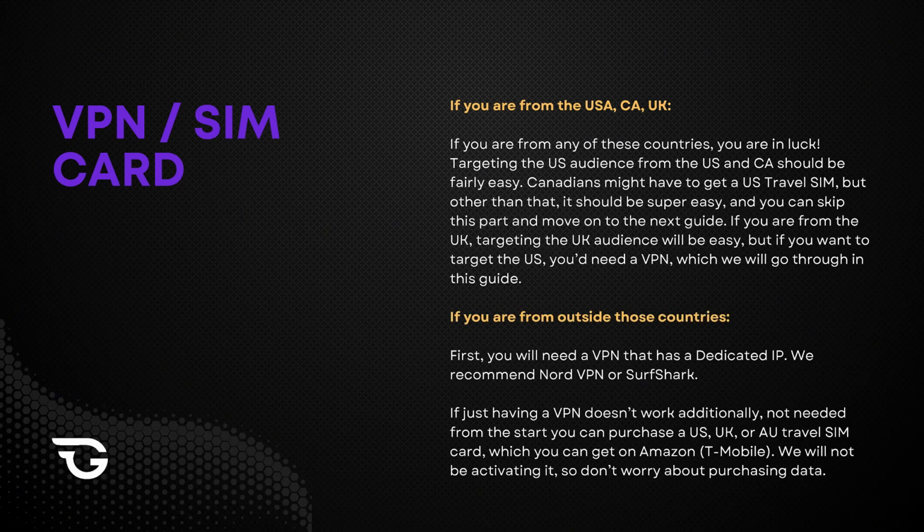Okay, I'm just going to preface this by saying, if you live in the USA or Canada and want to target the US audience, then it should be fairly easy without doing any of these steps. Canadians might need to get a US travel SIM, but otherwise you can completely skip this section. Similarly, if you're from the UK and want to target the UK audience, then this is also really straightforward. However, if you're from the UK and want to target the US audience, then you'll need a VPN, which this guide covers.